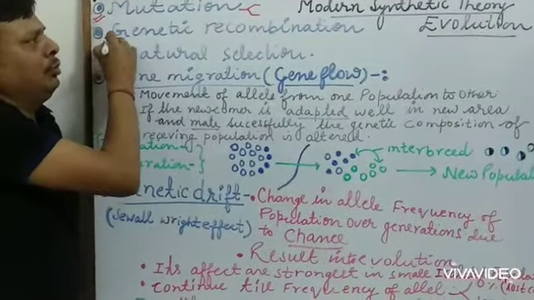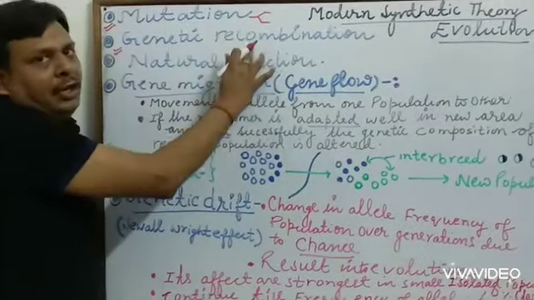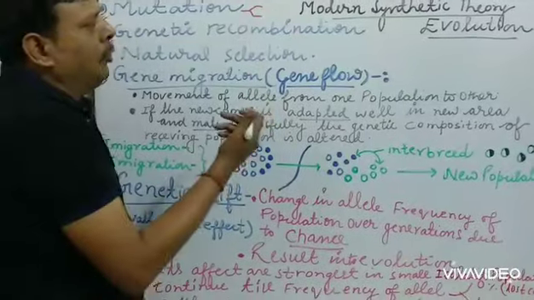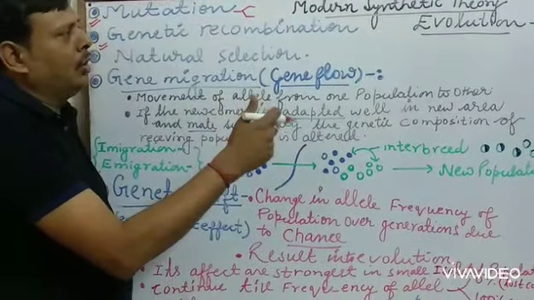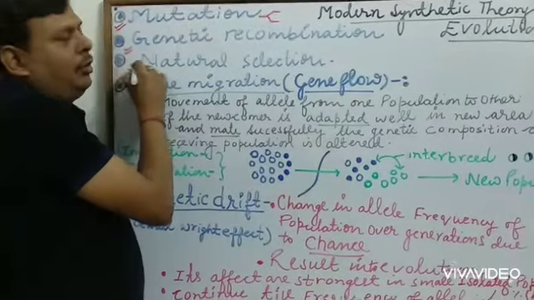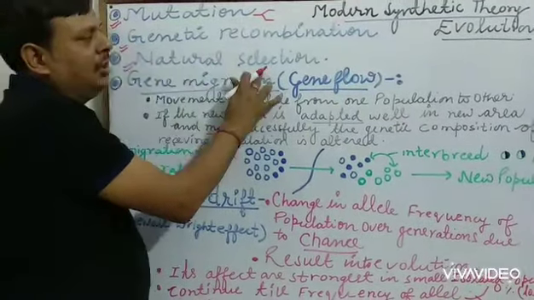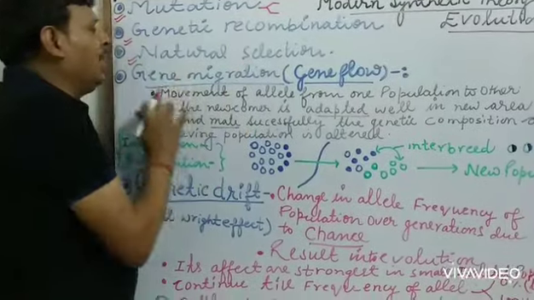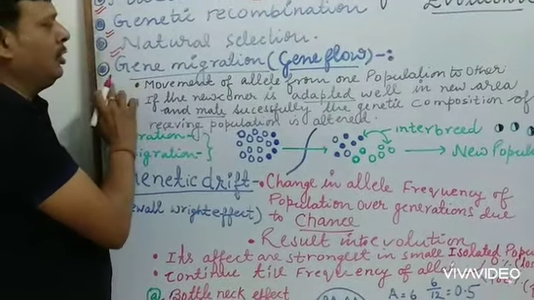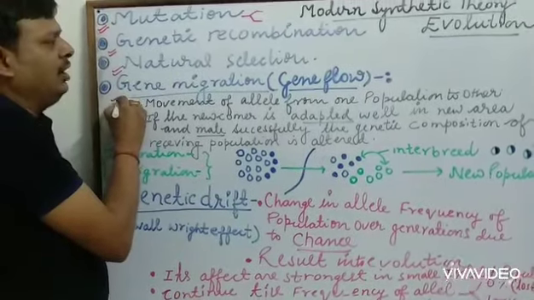Another factor for the evolution of new species is genetic recombination, in which genes make a new type of combination, either during crossing over or another type of event. The third factor for the evolution of new species is natural selection, according to Darwinism. And the fourth factor for the formation of new species is gene migration.